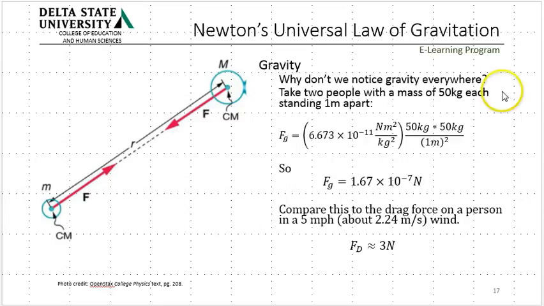All right, a different example: two people with a mass of 50 kilograms each, 1 meter apart. We can stick all of that in, and we get 1.67 times 10 to the minus 7th newtons. The drag force due to the wind at 5 miles per hour, about 2.25 meters per second, is 3 newtons. The wind is exerting much more force on you than this gravitational force between two people standing a meter apart.